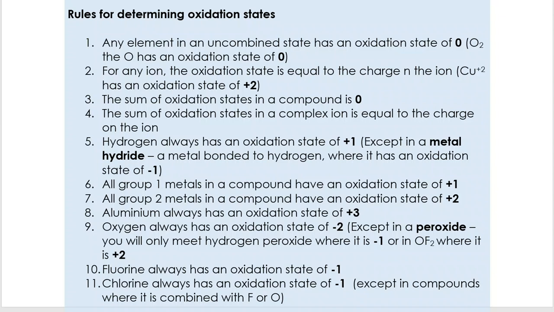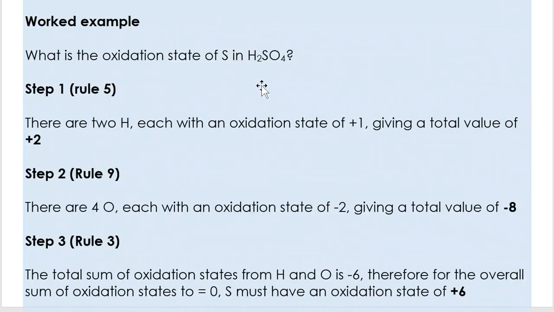Let's take a look at some worked examples of how we can use those rules then. So if we take a look at sulfuric acid and we want to know the oxidation state of S, sulfur, in sulfuric acid. Well, we can see that sulfuric acid has 2 hydrogens, each with an oxidation state of +1. And it has 4 oxygens, each with an oxidation state of -2. So we've got -8 from the oxygens and +2 from the hydrogens, and that means to get to an overall oxidation state of 0 for the compound, the sulfur must be +6.